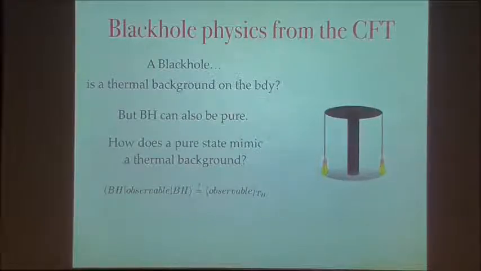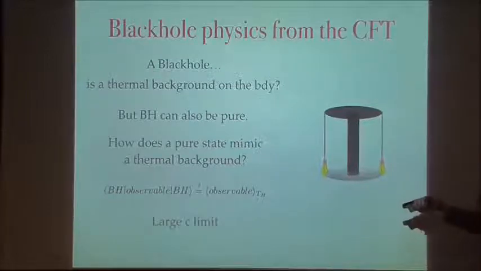We will show that this actually does happen when you take a particular large c limit for the CFT. But of course, when you have the thermal behavior of the black hole, you also have the information loss problem. So this is basically saying that we can get the signature of information loss directly from the CFT. You will see in a lot of detail how this is done.